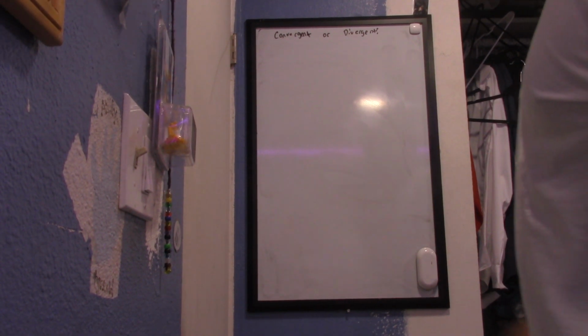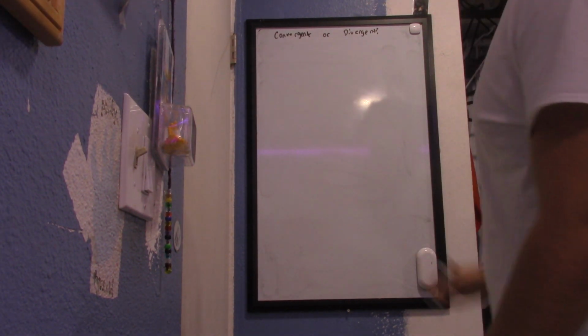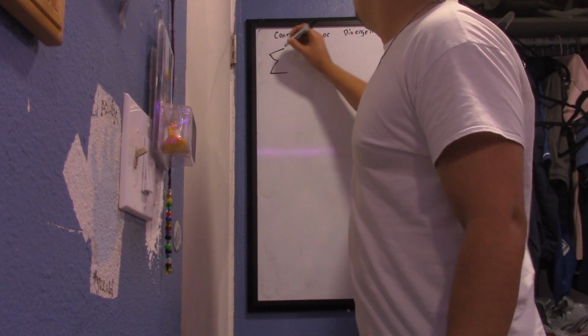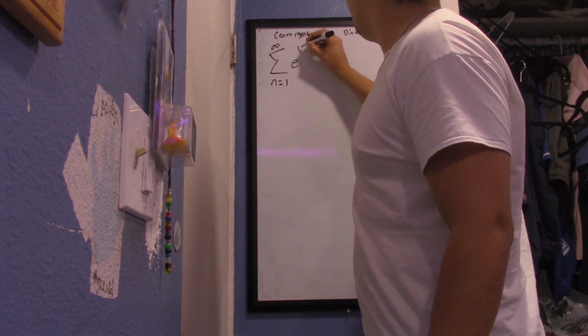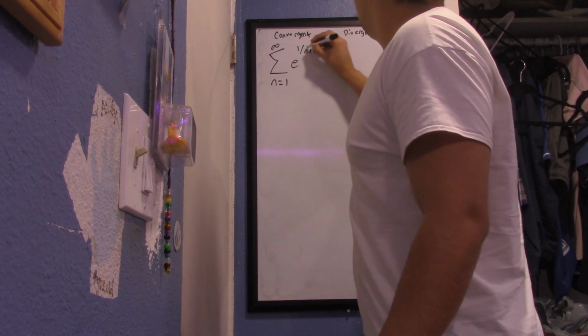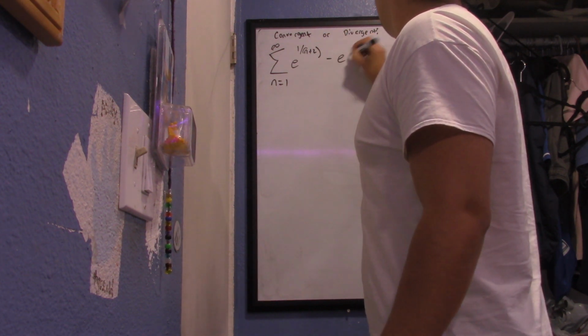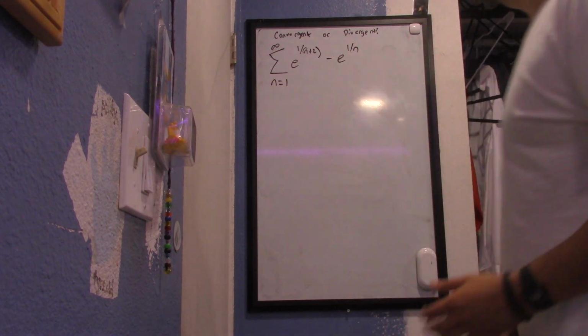Alright, so today we're going to be determining convergence or divergence of the series, starting at 1 going to infinity, of e to the power of 1 over n plus 2, minus e to the power of 1 over n. Now what does this mean?